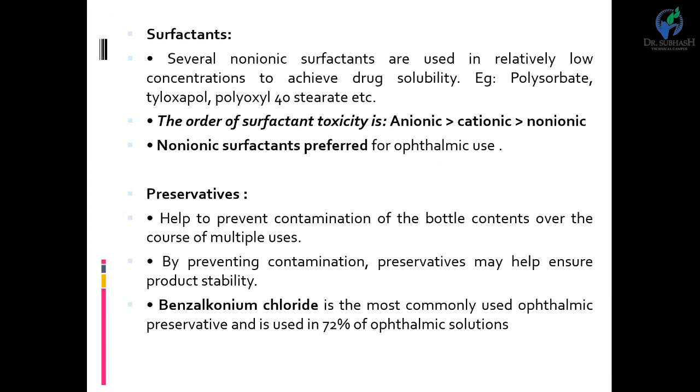For surfactants, non-ionic surfactants are used in relatively low concentrations to improve drug solubility. For ophthalmic use the most widely preferred are non-ionic surfactants, because surfactants mostly carry toxicity concerns, so we have to go for GRAS status. Generally recognized as safe means the surfactant or any excipient we use for ophthalmic use is on the GRAS list, and its concentration must also be maintained within the safe range.